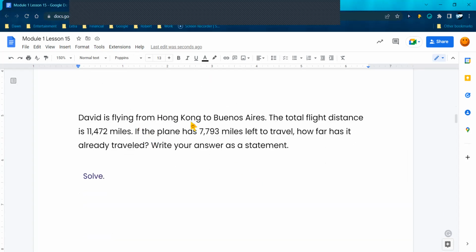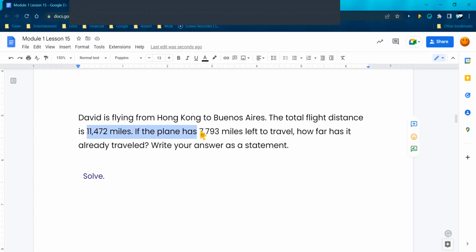It says David is flying from Hong Kong to Buenos Aires. The total flight distance is 11,472 miles. If the plane has 7,793 miles left to travel, how far has it traveled already? And then we have to write our answers in our statement.